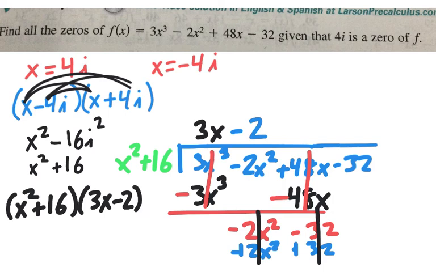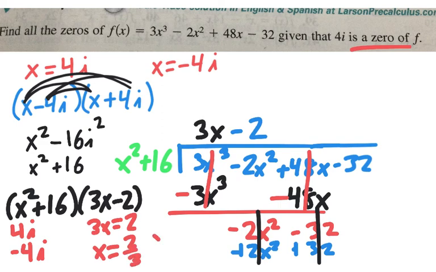So this is my factored form. And then if it asks me for the zeros, the roots are 4i and negative 4i. That's what the first parenthesis gives me. And then in the second parentheses, I would get 3x equals 2, which means x equals 2/3.